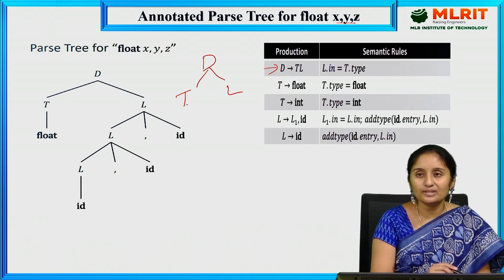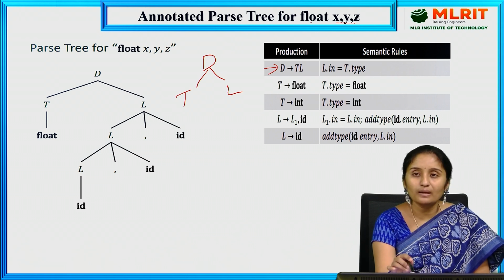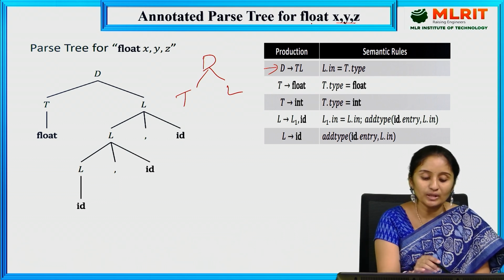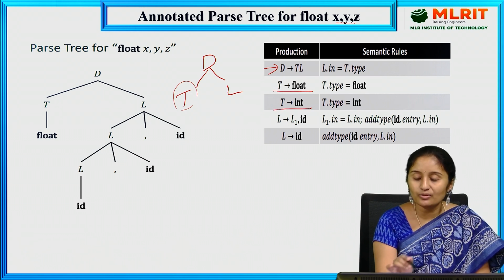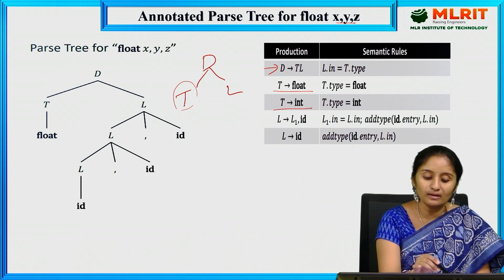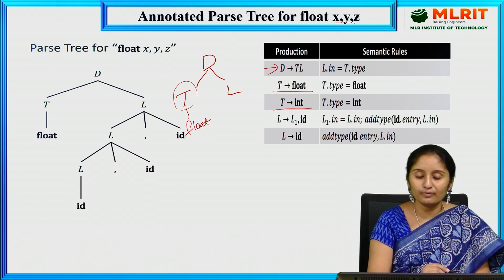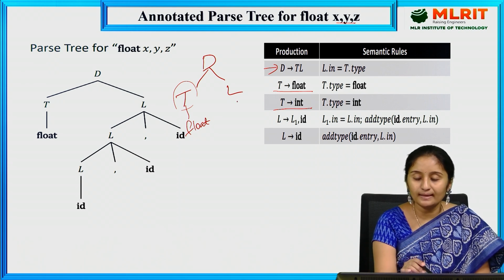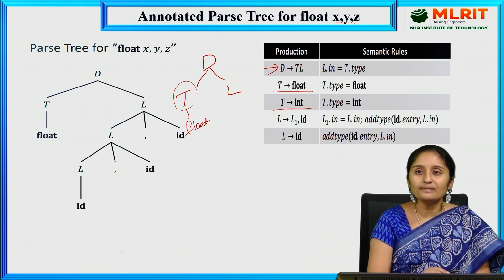D produces T L, so next I have T and L. What is the first word in my declaration? I have float. T has two productions: T produces float and T produces int. But according to my declaration it is float, so I take T produces float. The next one is L. After float, the variables are x, y, z. These are the three variables.